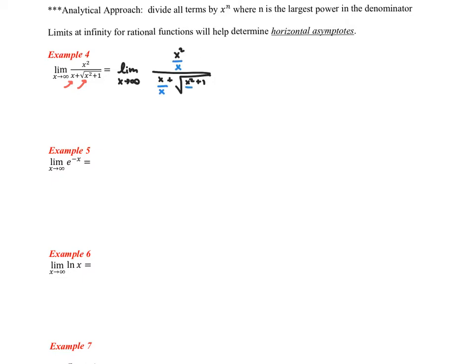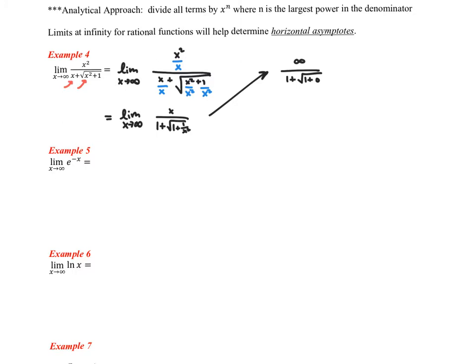Okay, now inside a radical, I'm not dividing by x, I'm dividing by x squared, because that's equivalent to dividing by x outside the radical. Thus, I'm able to reevaluate by simplifying. The numerator becomes x, the denominator becomes 1 plus the square root of 1 plus 1 over x squared. As x goes to infinity, the numerator will approach a very, very large number, infinity. The denominator will approach 1 plus the square root of 1 plus 0.